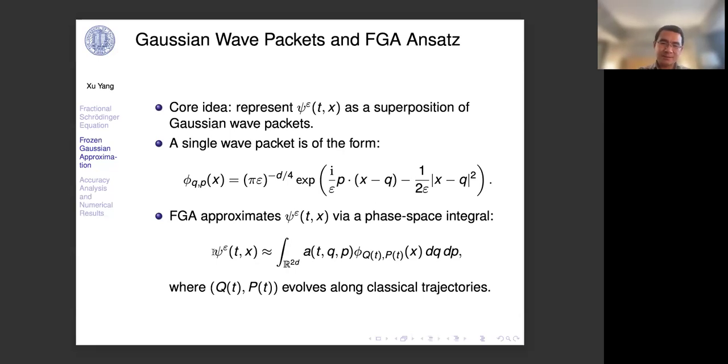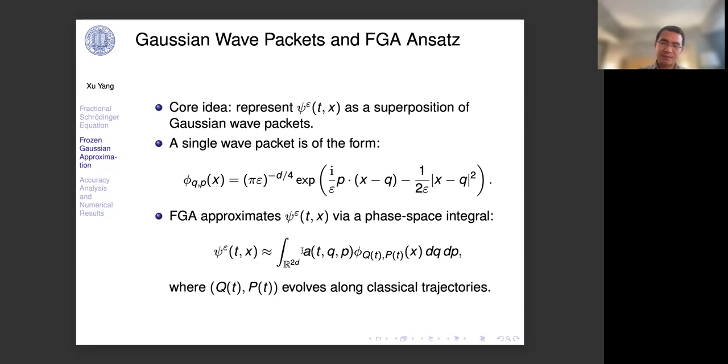Okay, then the last line says, how do we approximate? Because this wave packet is an overdetermined basis in the L2 space, we are able to approximate an L2 function by a linear superposition of all the Gaussian functions with the proper weights.